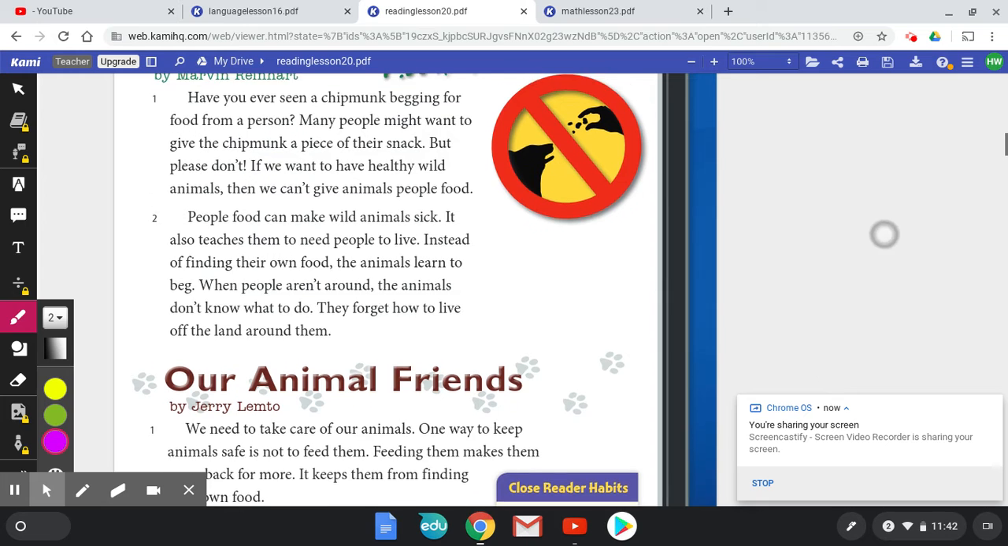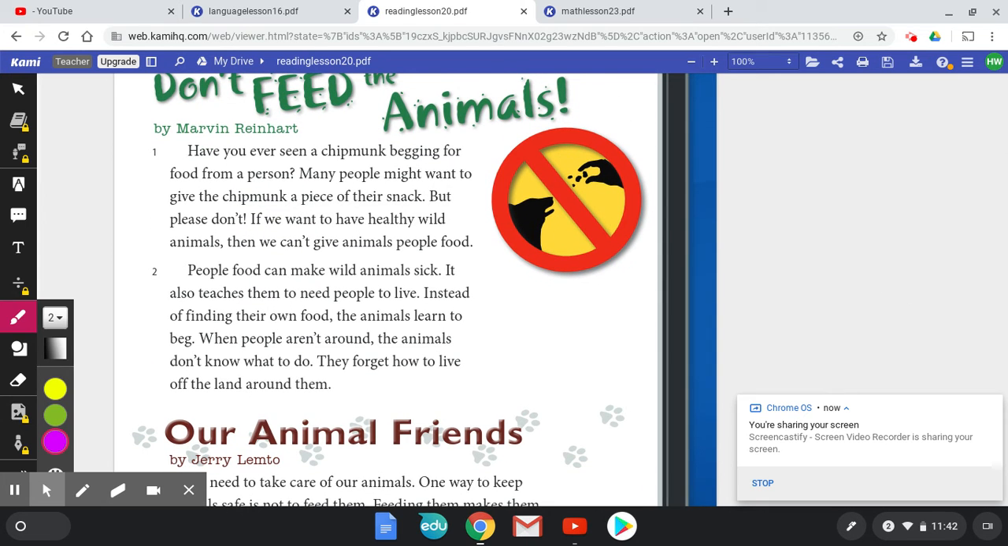So after you've read the two and you've thought about, well, what is Don't Feed the Animals mostly about? You should know that people should not feed animals people food is what this article is about. That you feed them, but don't feed them people food. And then what is Our Animal Friends? That is, people should take care of animals by not feeding them people food and by being careful when driving.